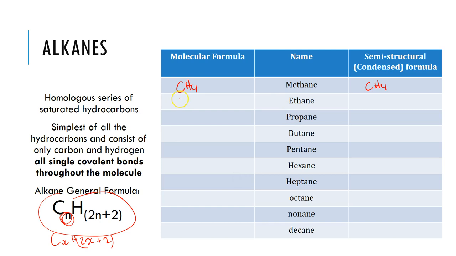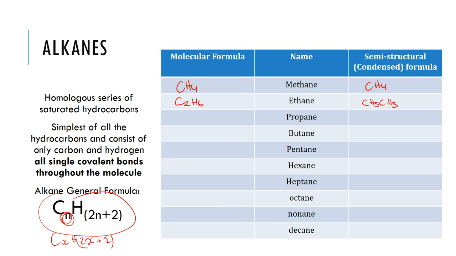So in this case, we're going to follow our formula, CnH2n+2, so C2H2n+2, so that would be 4 plus 2, which is 6, so C2H6. And then my semi-structural formula is actually going to be CH3CH3, because we're going to have a carbon bonded to 3 hydrogens that bonds to another carbon bonded to 3 hydrogens. Let's have a look at propane.